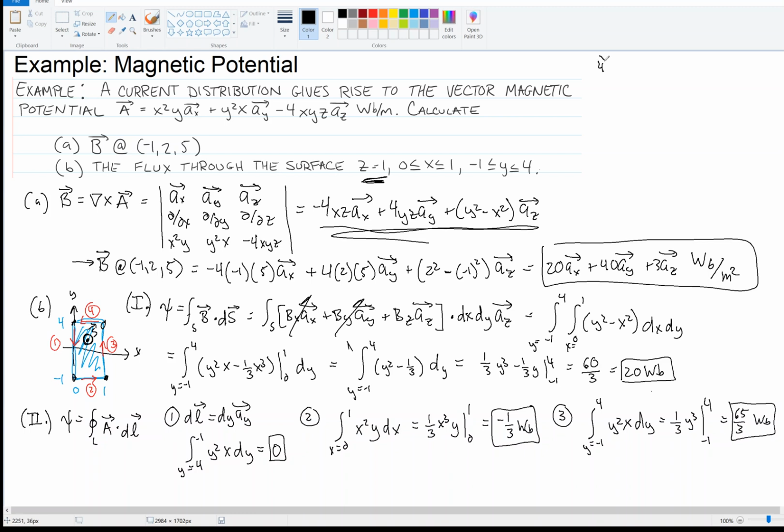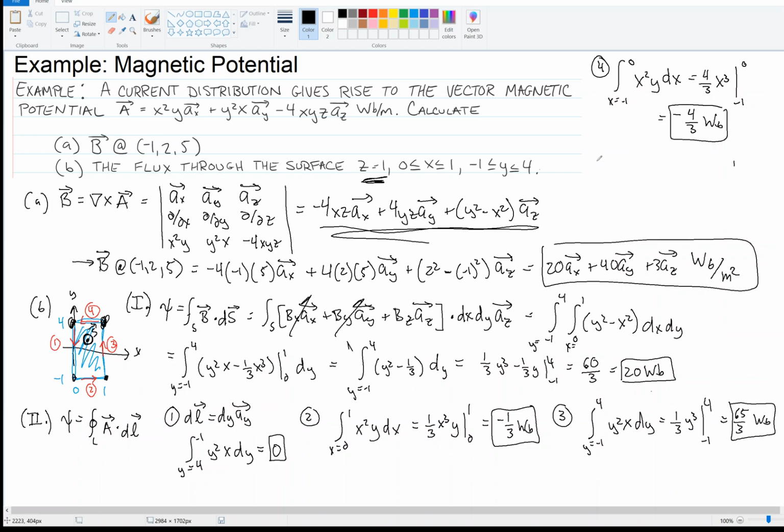Okay, and I'm going to do segment 4 up here in the top right. What is changing when I go from this point here to this point here? It's the x's that are changing, so again I pick out the x component. X goes from -1 to 0, picking out the x component, x squared y dx. And y is now at 4, so when I do the integration, this is 4/3 x cubed from -1 to 0. What I get here is -4/3 Webers. And again, that's with y equals 4.